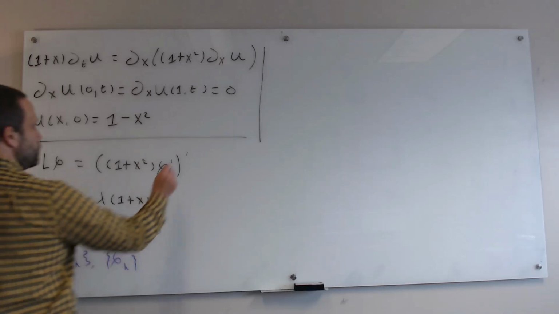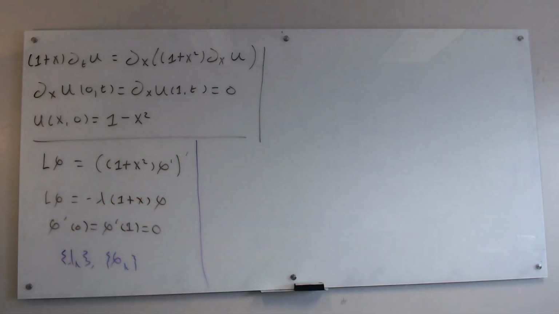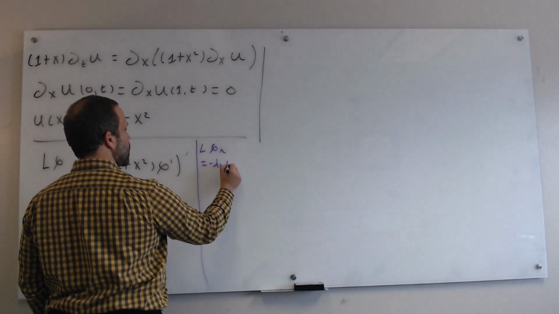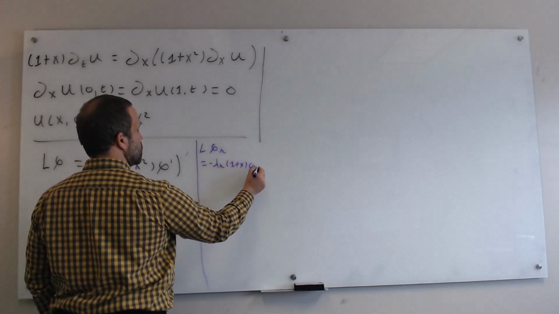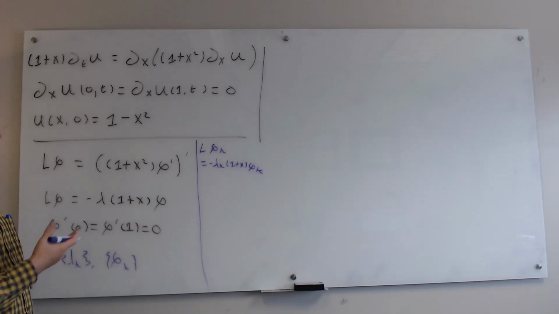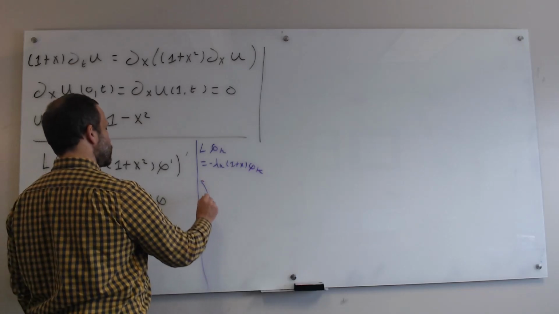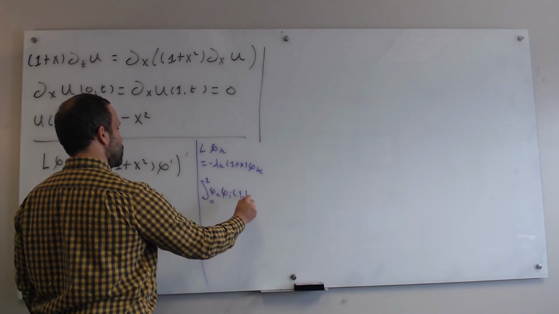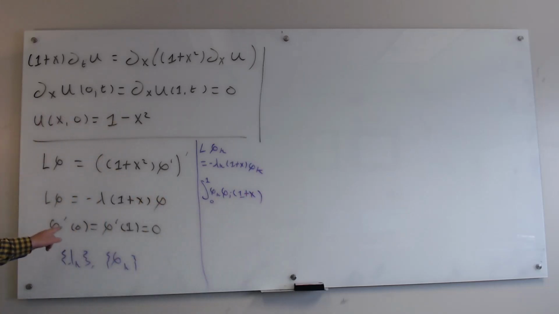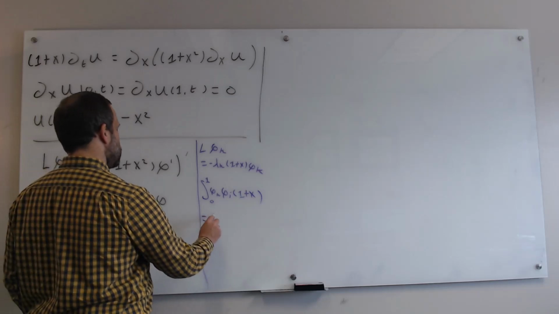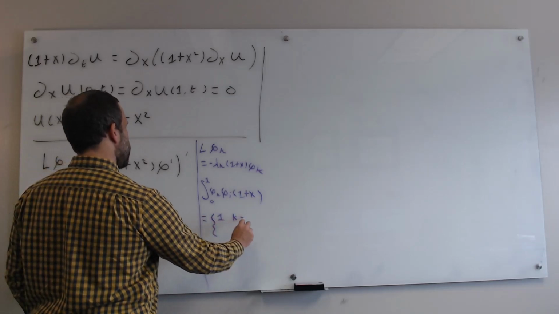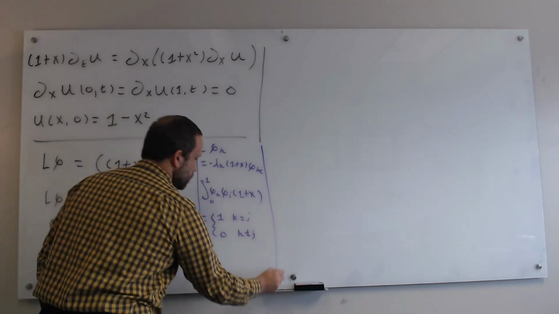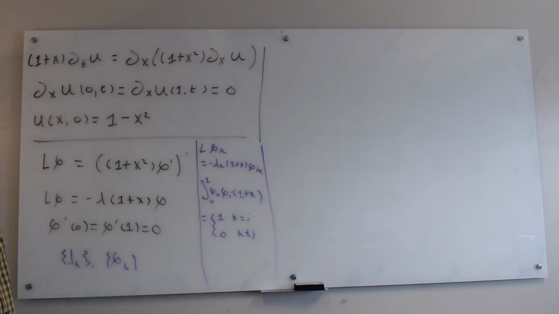And these eigenvalues and eigenfunctions satisfy a few properties here. I know that L times phi k is equal to minus lambda k times 1 plus x times phi k. That's just what it means to be an eigenvalue and eigenfunction. And I know if I do the integral from 0 to 1 of phi k, phi j, 1 plus x, the 1 plus x comes from the sigma here, that this is equal to 1 if k is equal to j, and it's equal to 0 if k does not equal j.